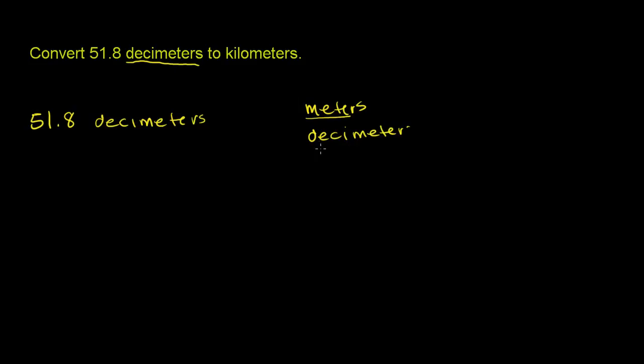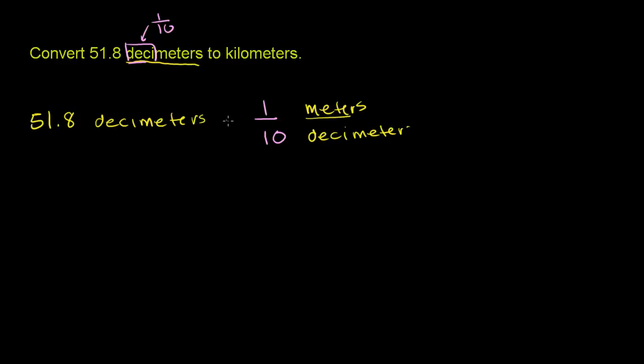Now, 1 meter is how many decimeters? Well, the prefix deci means 1/10. So 1 decimeter is 1/10 of a meter. Or another way of thinking about it is there are 10 decimeters for every meter. This is a smaller unit. 10 of these make up one of these, or 1/10 of a meter per decimeter, which is exactly what that is telling you, 1/10 of a meter.